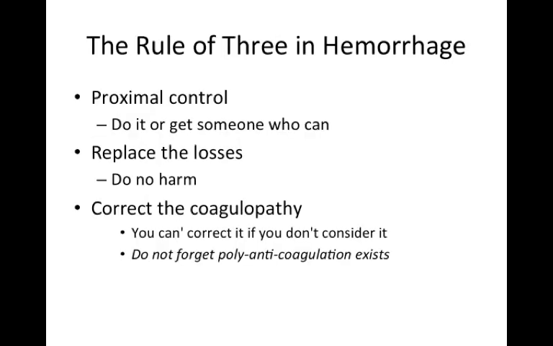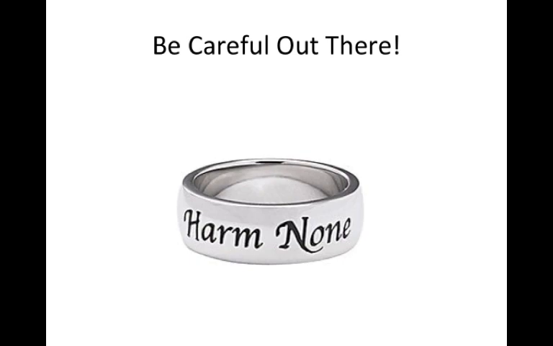Now remember, the rule of 3 in hemorrhage. First, proximal control. Do it yourself or get someone who can. 2, replace the losses and do no harm while you're replacing them. 3, correct the coagulopathy. You can't correct it if you don't consider it. And never forget that poly anticoagulation exists. All right, be careful out there.